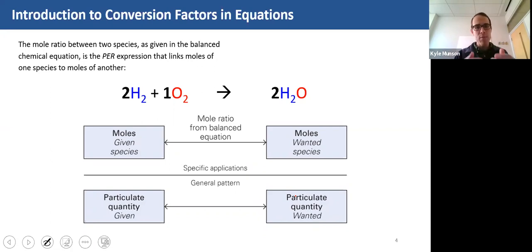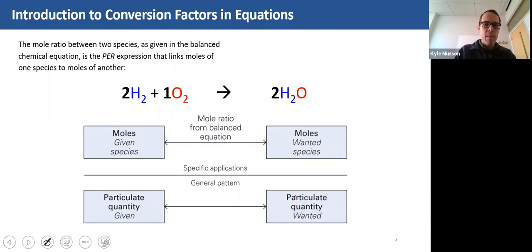And here, the problems we're going to be doing are a little more complicated than converting feet to inches, but that doesn't mean they're hard in this chapter. It just means that we have to understand a little bit better how to do dimensional analysis. So if you're having trouble with that chapter, I suggest you go back and watch a few of those videos and refresh yourself on dimensional analysis. But these coefficients here give us a ratio or a per expression that we can convert from moles of a given species to moles of a wanted species.